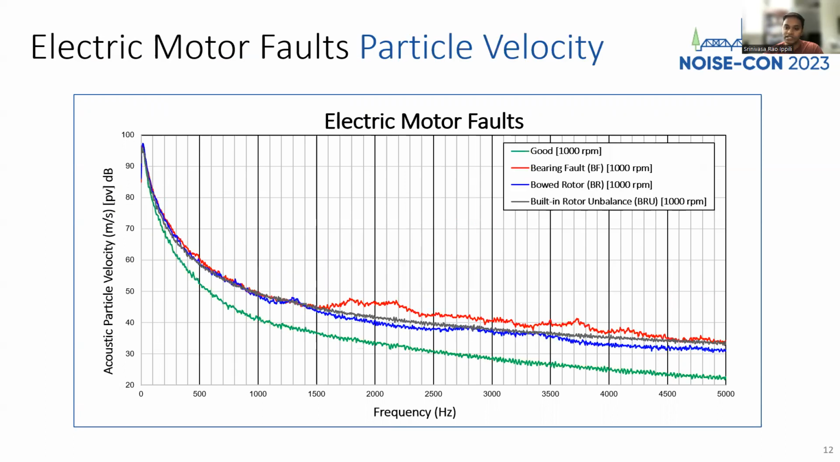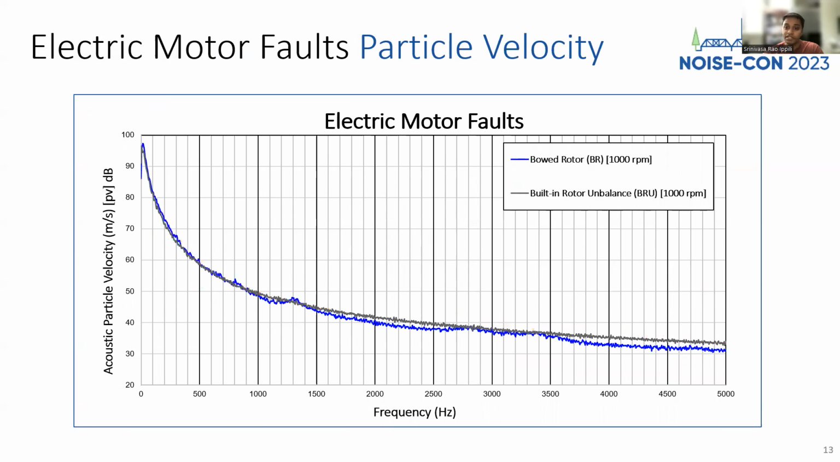The next plot here is a comparison of acoustic particle velocity measurement of all motors in frequency domain when run at the same speed of 1000 RPM. If we just observe the particle velocity data of the motor with a bent rotor and the motor with a built-in rotor unbalance, they again appear to be very similar to each other.